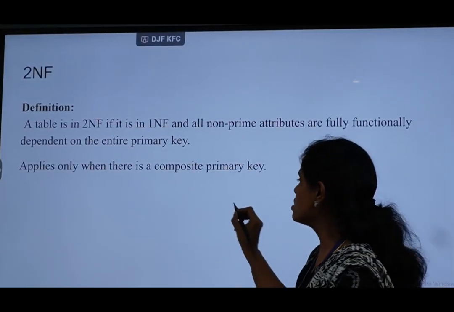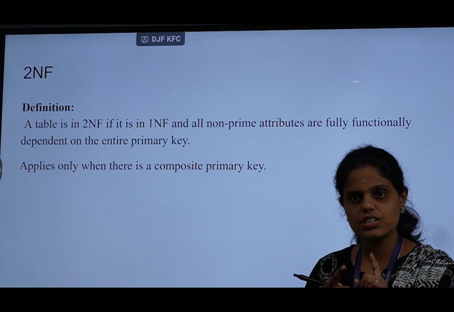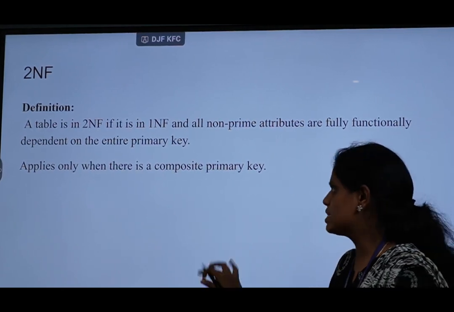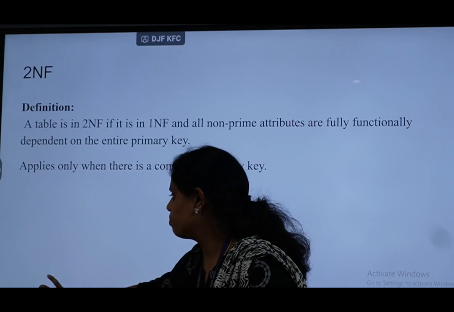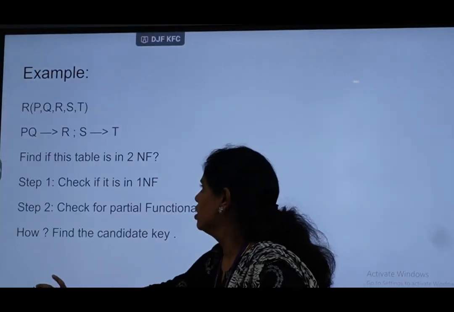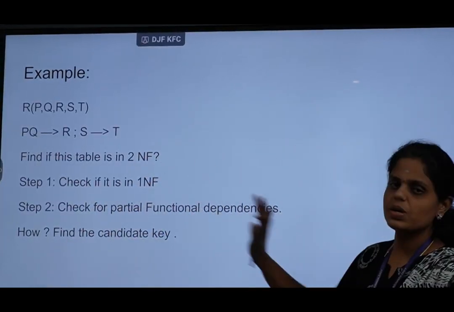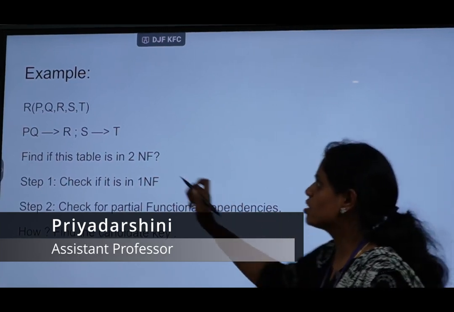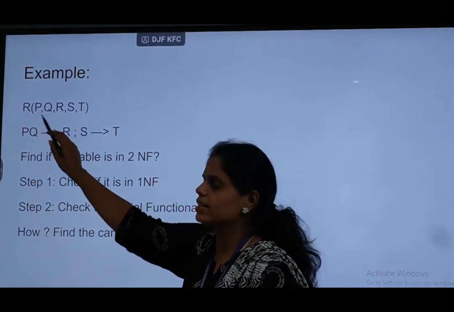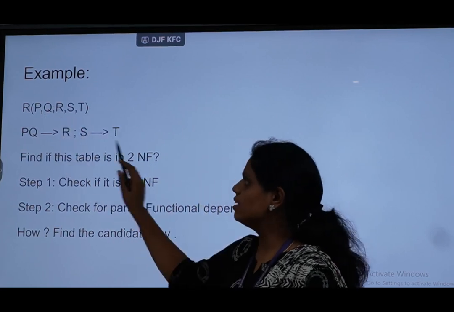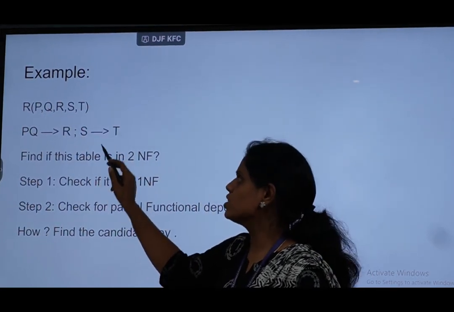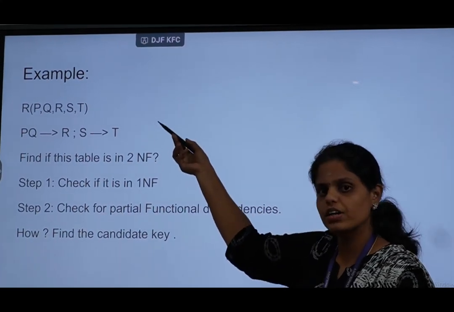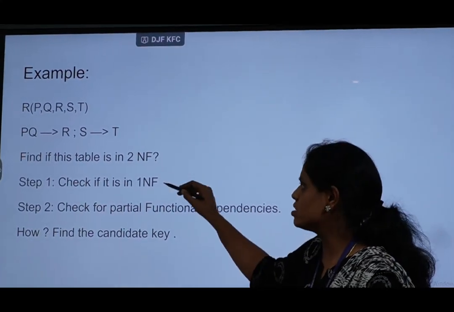So the major thing is that we have to check whether our relation is in 1NF initially, and then check for partial functional dependencies. For example, this is the question given to check whether the relation is in 2NF or not. The relation is PQRST, these are the attributes, and these are the functional dependencies given. Initially we check if it is in 1NF. There is no need to check for atomic data, so it is already in 1NF.